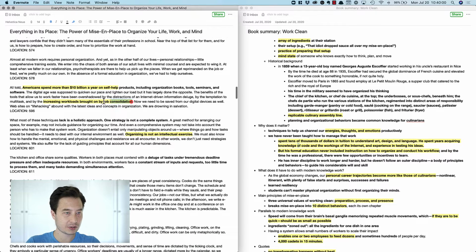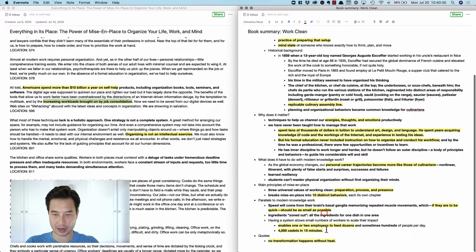Okay, so this is interesting. Increasing workloads brought on by job consolidation. This is one of those really big trends that doesn't get a lot of attention. In economic recessions, as things get automated, teams and companies get smaller, but the work doesn't get any less. In fact, it gets more. And so the amount that each employee is expected to take on is growing rapidly.